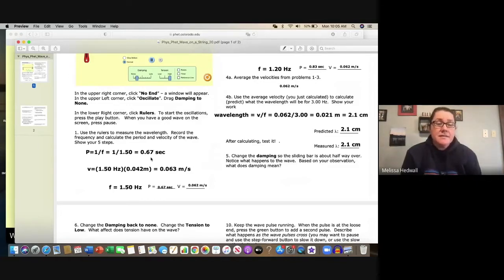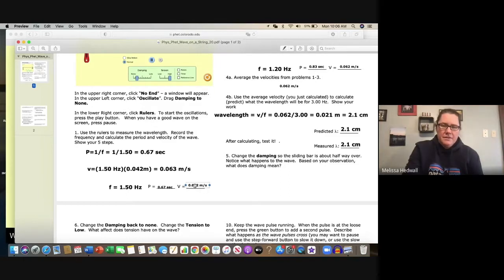The second thing it asks us to calculate here is the velocity of the wave. Now, remember, we'll measure it in meters. And so we'll calculate it in meters. We measured in centimeters, and so we needed to move that into meters. And so we'll take 1.50 hertz. That stays the same. Then it was 4.2 centimeters. And so we're going to move that into meters by moving the decimal 2 to the left. And so it'll be 0.042 meters. That's what I have right here. And so when we multiply the 1.50 times 0.042, we get 0.063 meters per second for our velocity.